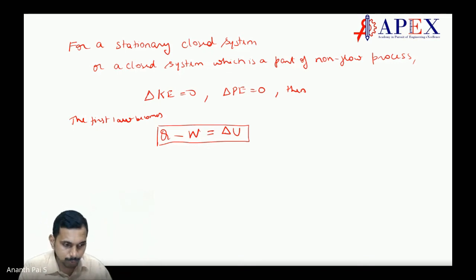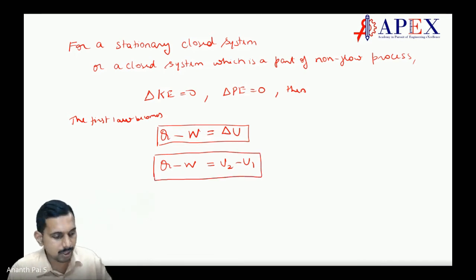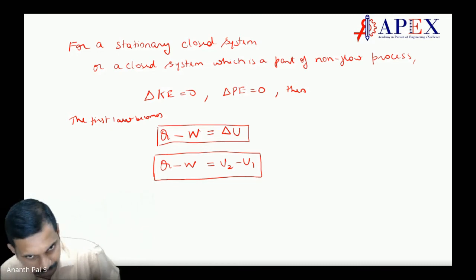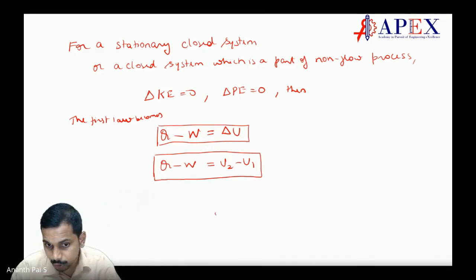I hope I'm making sense here, students. Or you can say Q minus W is equal to U2 minus U1. Let us do problems on this. First, concepts have to be understood. Then we have to see. Now, there might be flow, students. There might be flow.